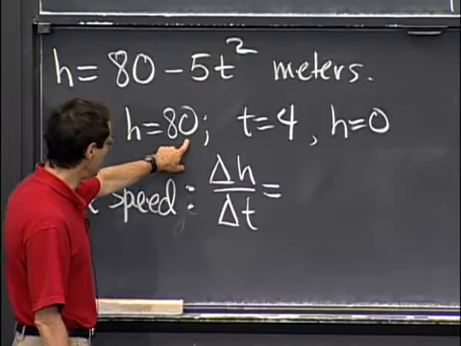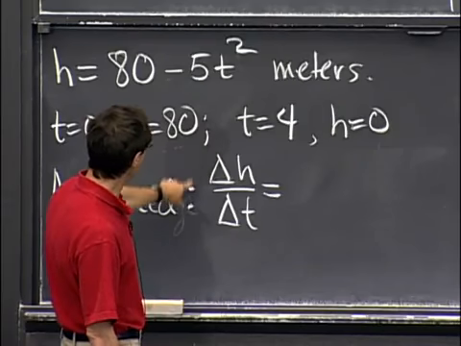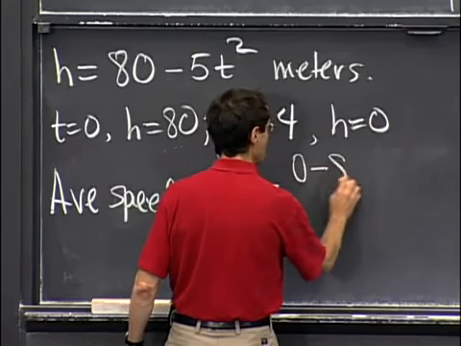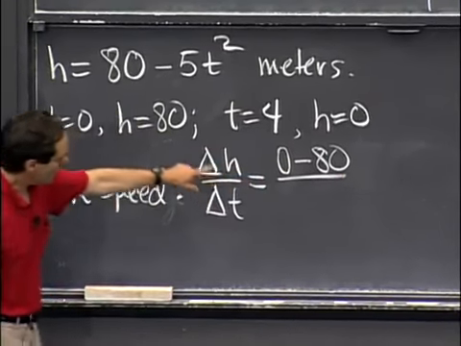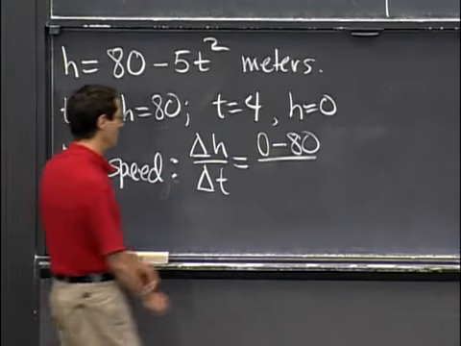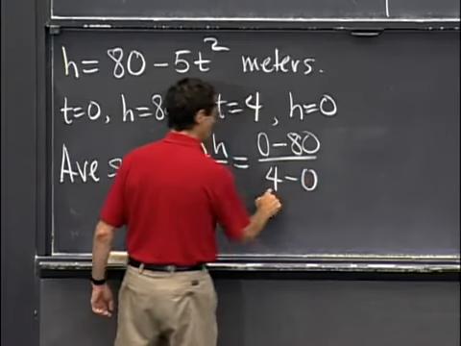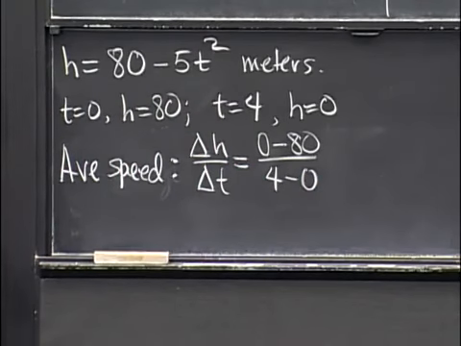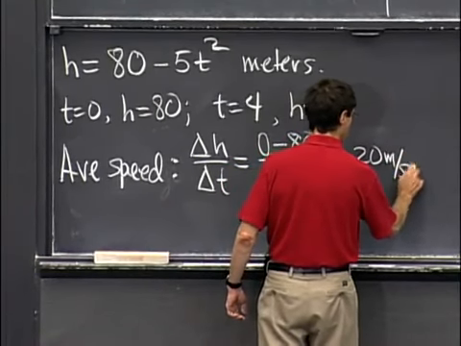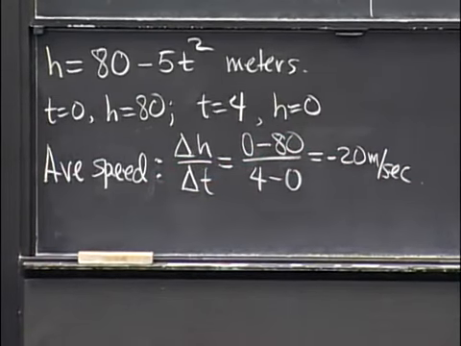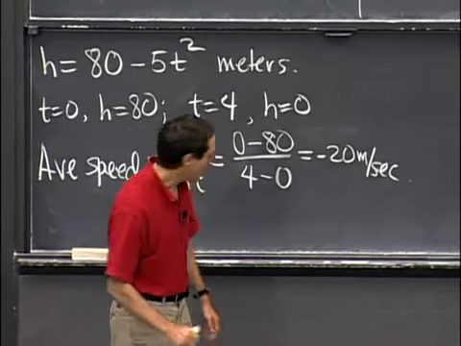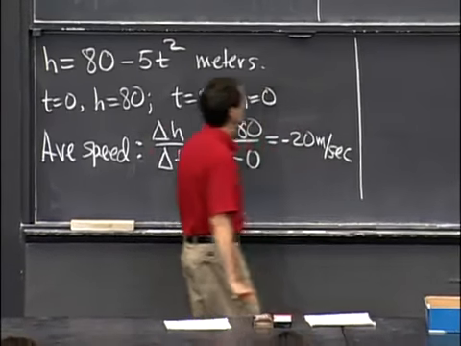It starts out as 80, right? And it ends at 0. So actually, we have to do it backwards. We have to take 0 minus 80, because the first value is the final position, and the second value is the initial position. And that's divided by 4 minus 0, time 4 seconds minus time 0 seconds. And so that, of course, is minus 20 meters per second. So the average speed of this guy is 20 meters a second.